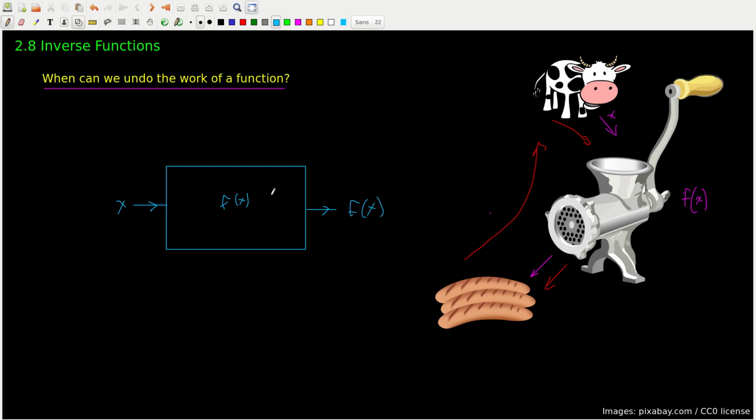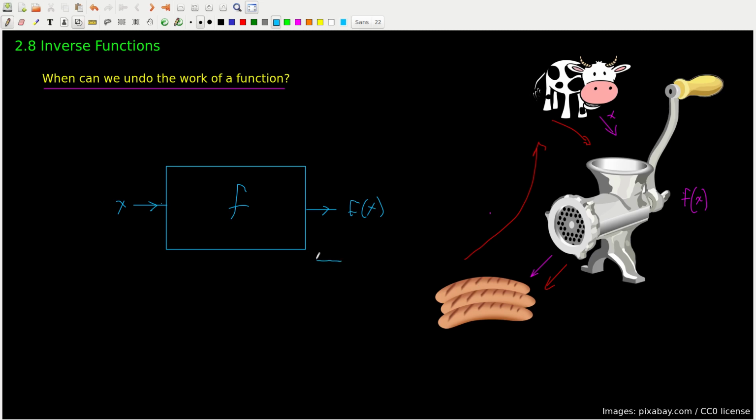In fact, I've labeled this wrong. This is not really f of x on the inside. This is just our black box function. This is our function f. And this function takes numbers and produces other numbers. In the case of this grinder function, it takes cows and turns them into sausages.